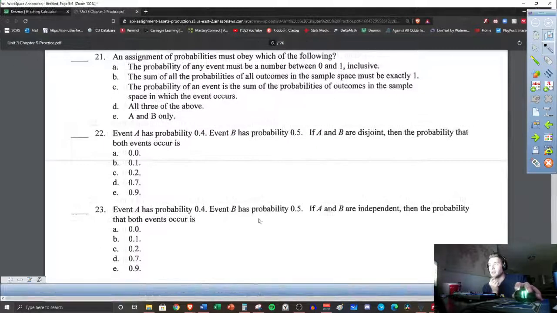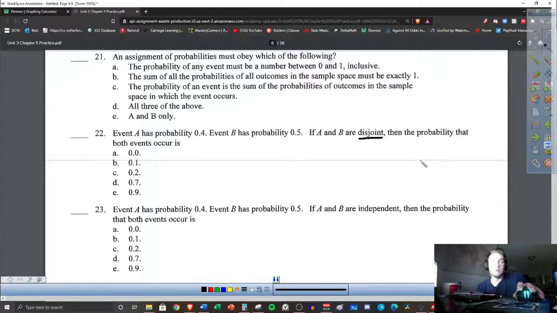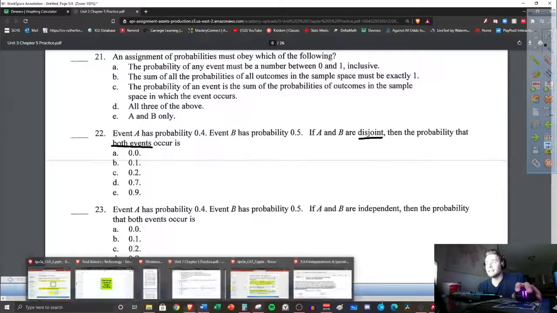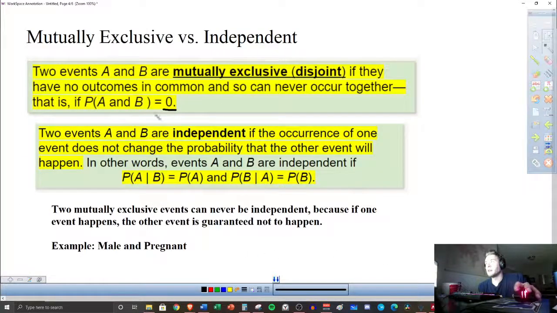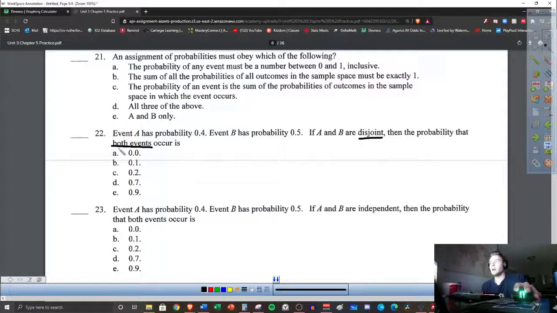If A and B are disjoint, meaning mutually exclusive, the probability that they both occur is what? Well, that's our definition, right? Like we just wrote that down. It's 0, if they're mutually exclusive. So there's our rule. A lot of this probability chapter is going to be based on these rules. So A should be the right answer. But now here we go. 23.